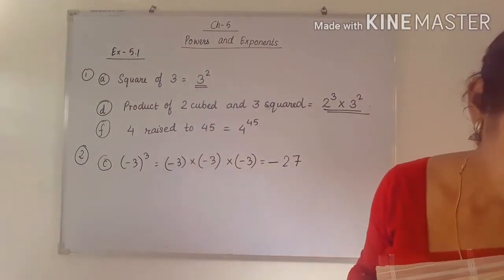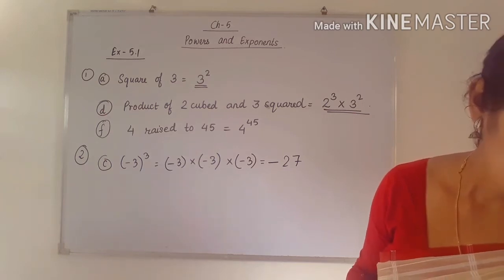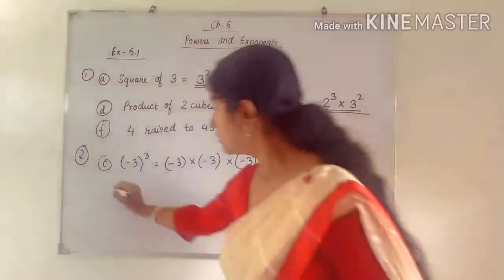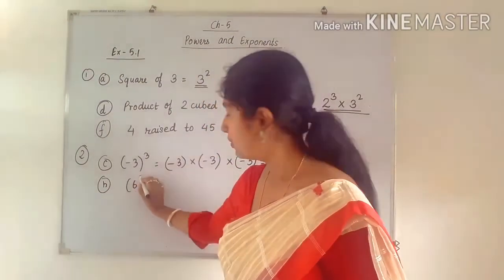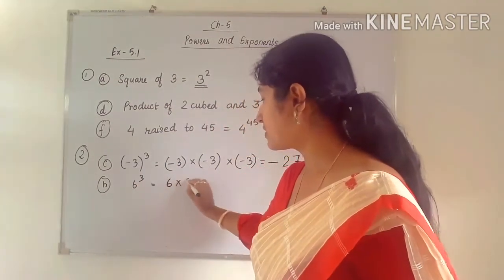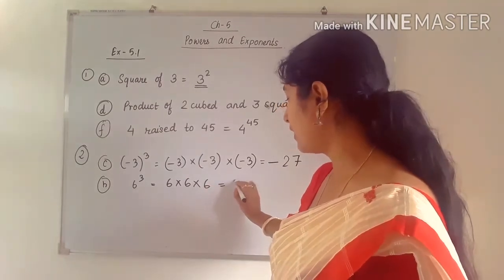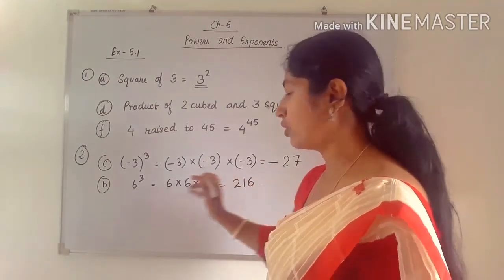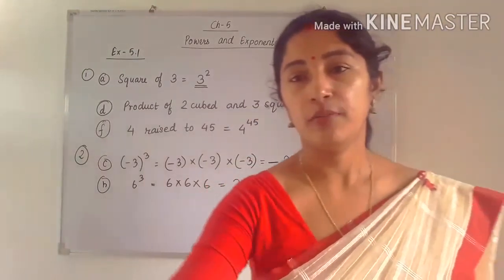Next is H. 6 cube. In 6 cube you can do it very easily. This is very simple. 6 into 6 into 6, and when you multiply 6 you will get what? 216. Everything is positive here. That means the answer will be a positive number.